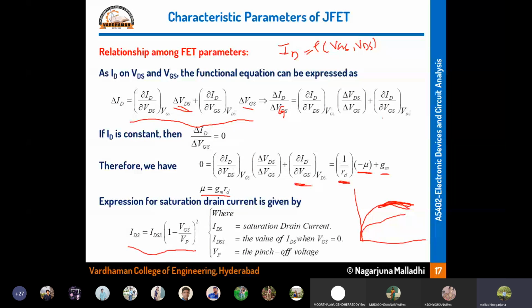Can anyone tell what is the pinch-off voltage? What is pinch-off voltage?